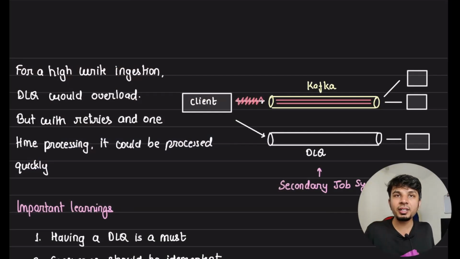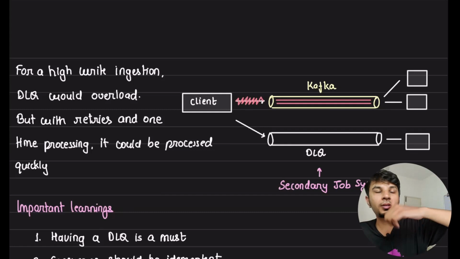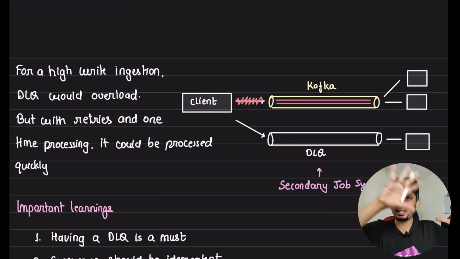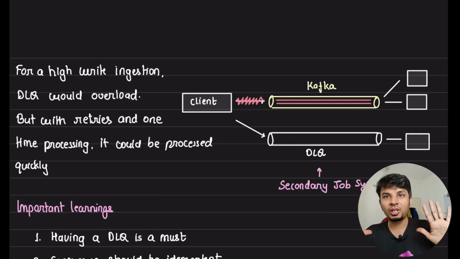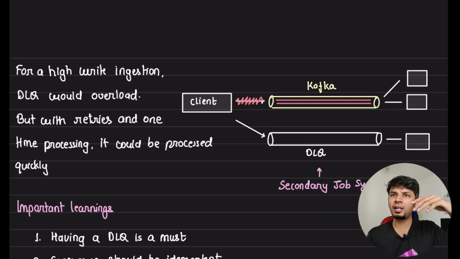This clearly shows the importance of having a secondary job processing system. Your client was writing to Kafka, it failed, and it pushed to the dead letter queue. So there is no message loss whatsoever. The primary consumers reading from Kafka did not get any job because writes were failing, so your dead letter queue consumer started processing it. So there was no data loss.